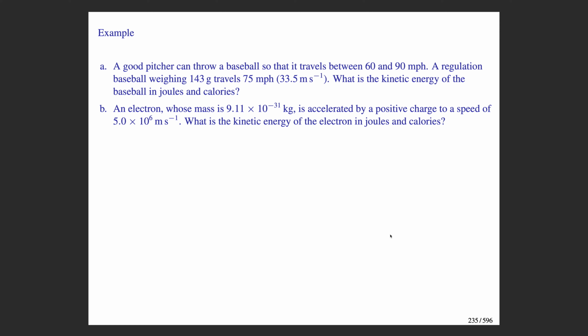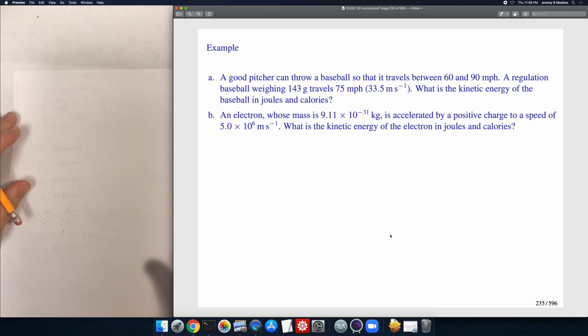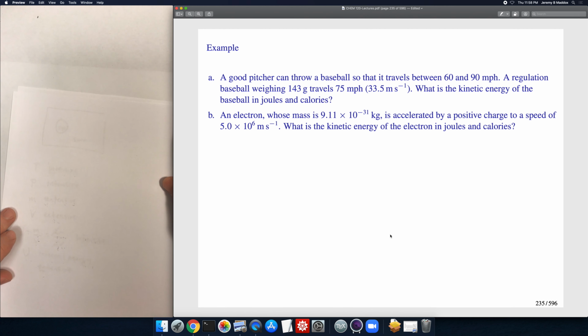So here we have just a couple of simple little problems, just calculating, it looks like kinetic energy to me, so let's go ahead and work these just for fun. A baseball pitcher can throw a baseball so that it travels between 60 and 90 miles per hour. A regulation baseball has a mass of 143 grams. And let's suppose that it's thrown at 33.5 meters per second. What is the kinetic energy of that baseball in joules?